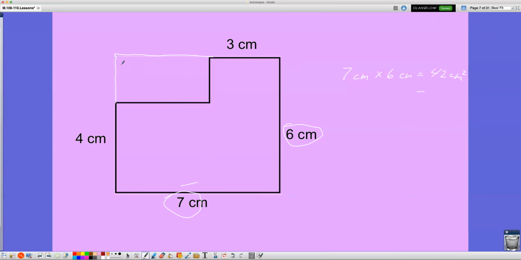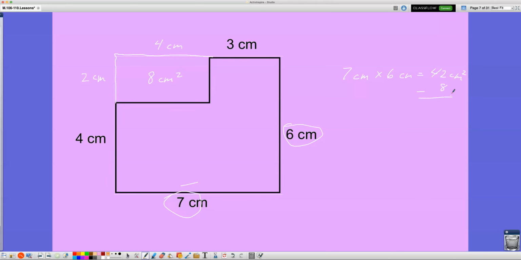But what is this length right here? Well, this length is 2 centimeters. How do I know that? Because this side is 6 and this side here is 4. 4 plus 2 makes 6. I also know that this side right here is 4 centimeters. So if I did 4 times 2, that makes this 8 centimeters squared.